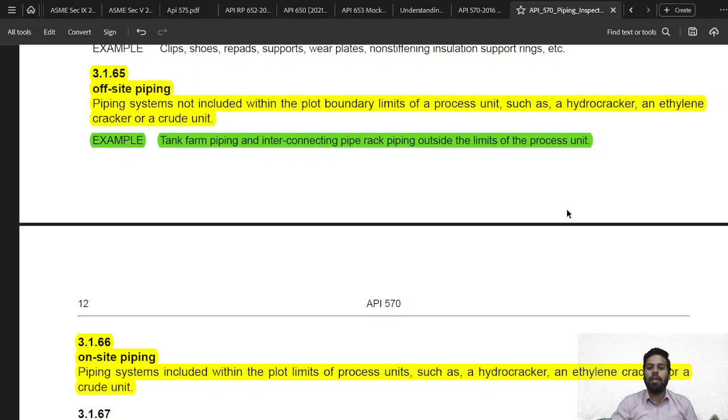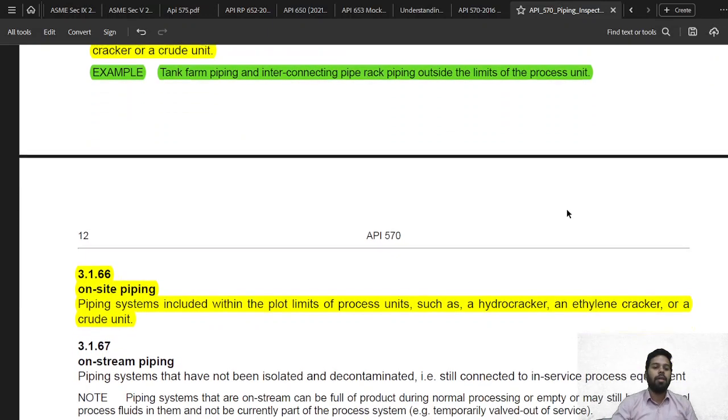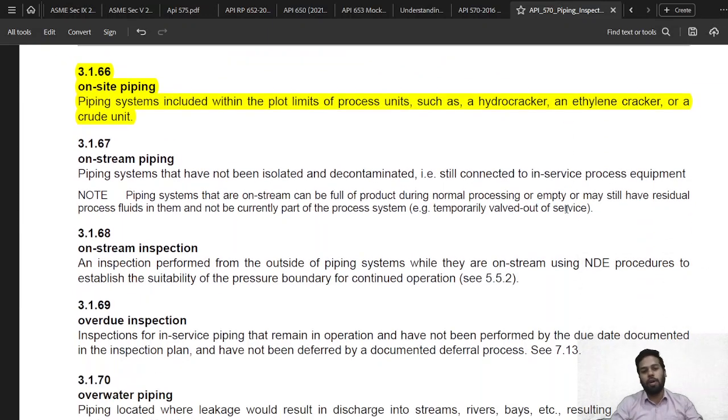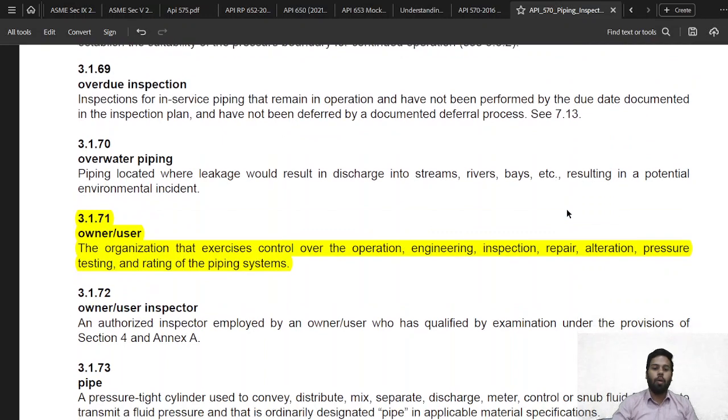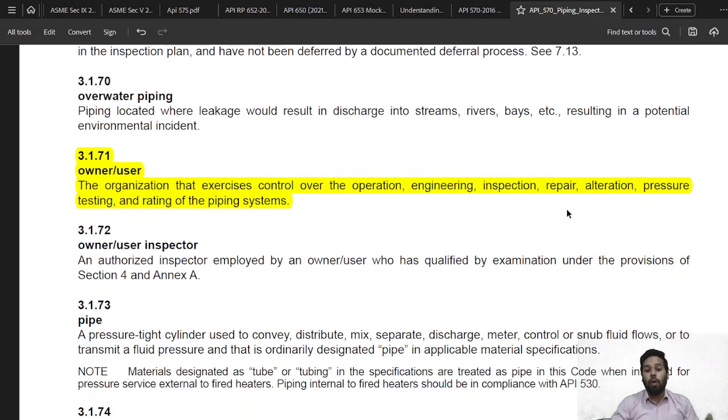piping system not included within the plot boundary limits of a process unit such as a hydrocracker, ethylene cracker or a crude unit. On-site piping is the piping installed in the site simply. Owner user, the organization that exercises control over operation, engineering, inspection, repair, alteration, pressure testing and rating of the piping system, will be considered as the owner or user of that piping system.